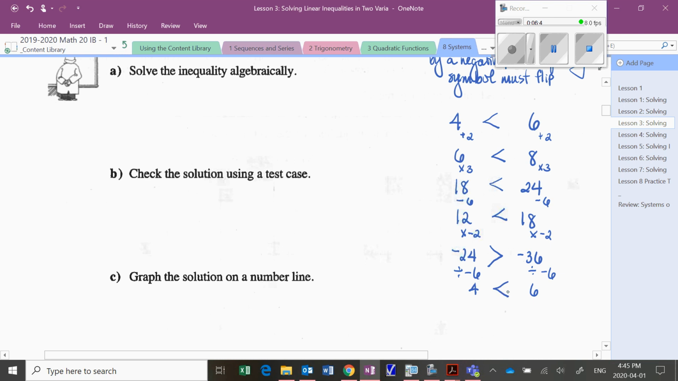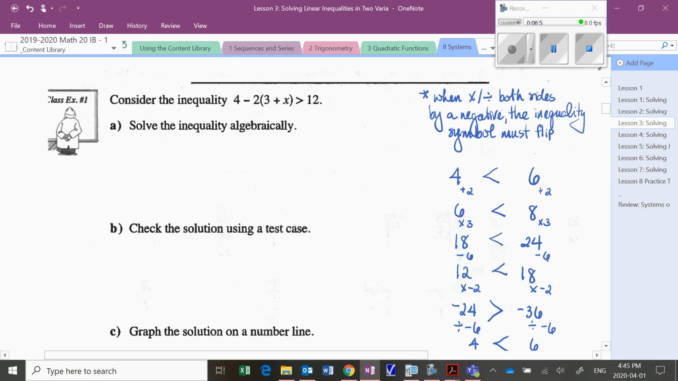So every time I multiply, it's the value that you're introducing to both sides. If you're introducing an operation, and it happens to be that you are multiplying or dividing both sides by a negative, yes, you will need to flip that symbol. Okay, so let's take a look at this particular case right here.